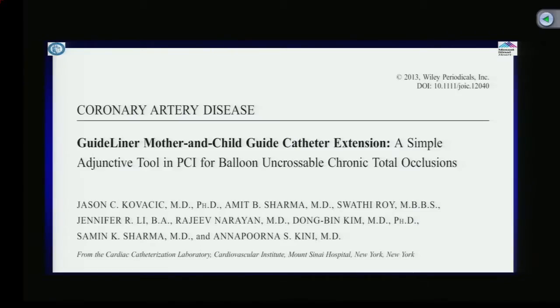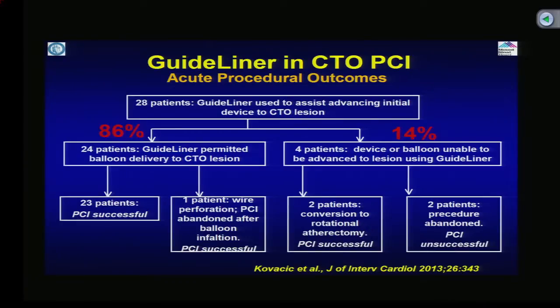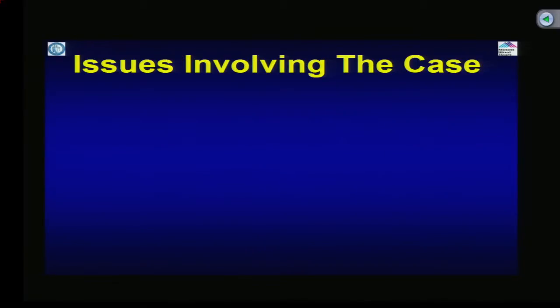We actually just had a paper published in the Journal of Interventional Cardiology using the GuideLiner catheter in patients with uncrossable CTOs. Basically, we looked at 28 cases where the wire went, but no balloon went, so we used the GuideLiner. The GuideLiner succeeded in 24 patients, while it could not succeed in another four. So 86% success rate and 14% failure. And of course, you see the outcome of those patients. But the key remains that clearly the GuideLiner helps.